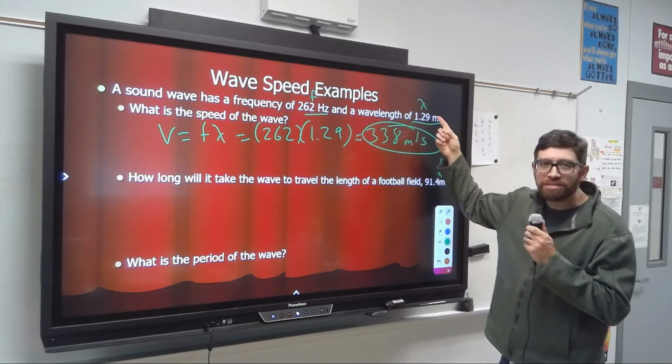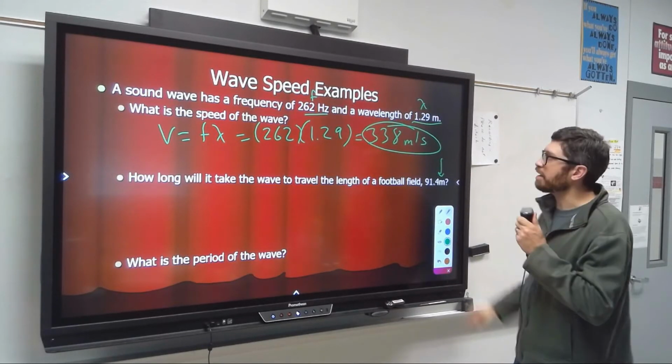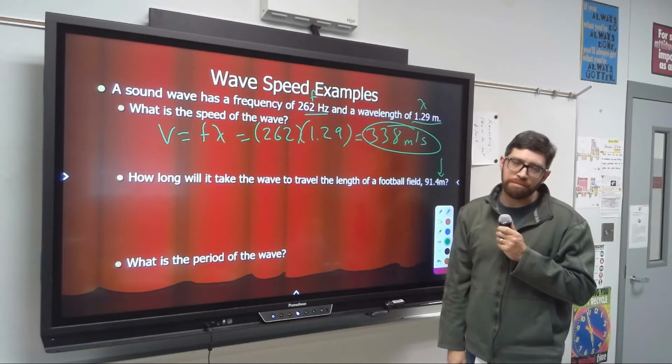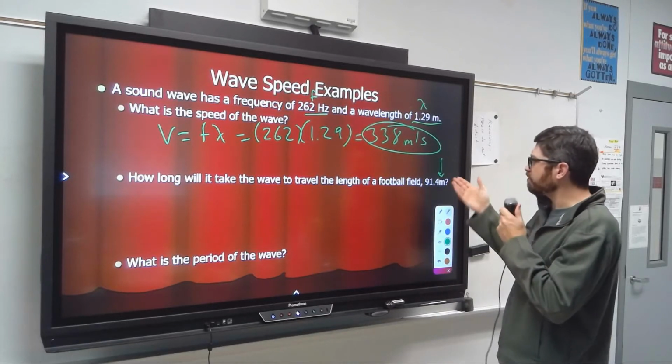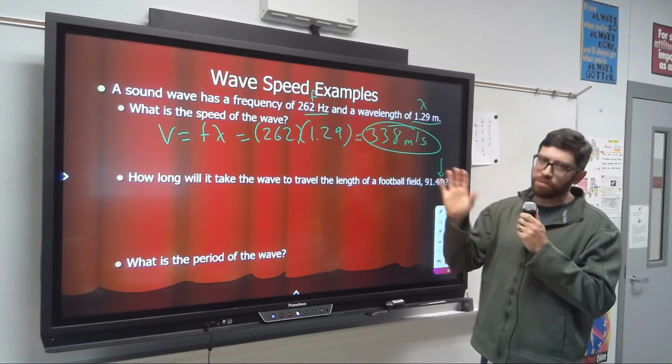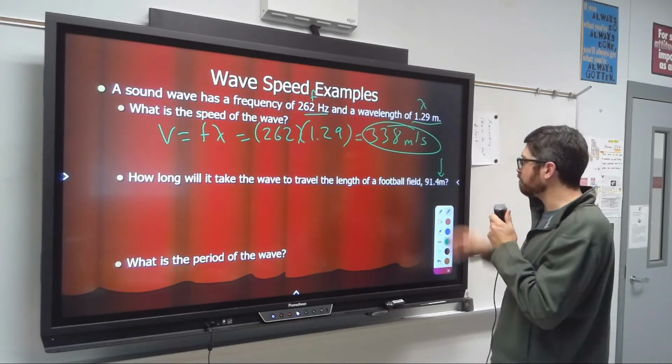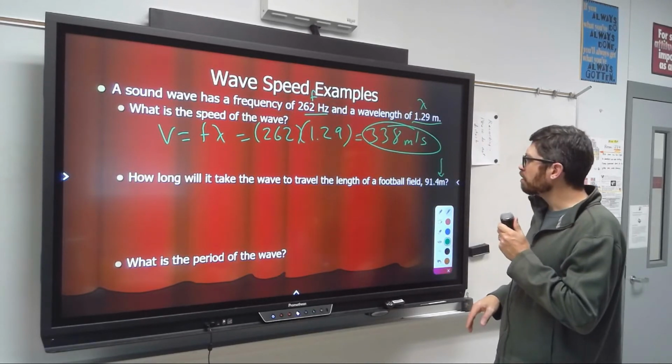Because we already know the wavelength. This is the same sound wave we're talking about. Wavelength is 1.29 meters. We already know that, and this is way different than 1.29. By the way, there's no way a sound wave has a wavelength of 91.4. That's way too big. Well, what is that?